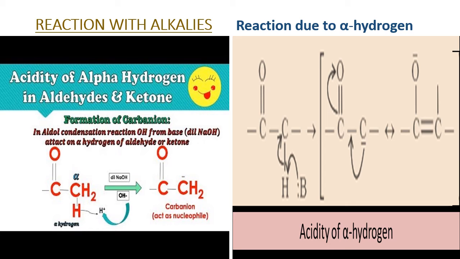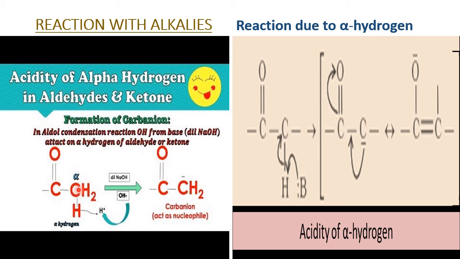Now the reaction with alkalis, popularly called reaction due to alpha hydrogen. First we'll understand what is meant by alpha hydrogen. The carbon attached to the carbonyl group is called the alpha carbon. And if there are hydrogen atoms on that alpha carbon, they are called alpha hydrogen, not other hydrogens. So it is the hydrogen atom attached to the alpha carbon. What is alpha carbon? Alpha carbon is the carbon attached to the C double bond O.